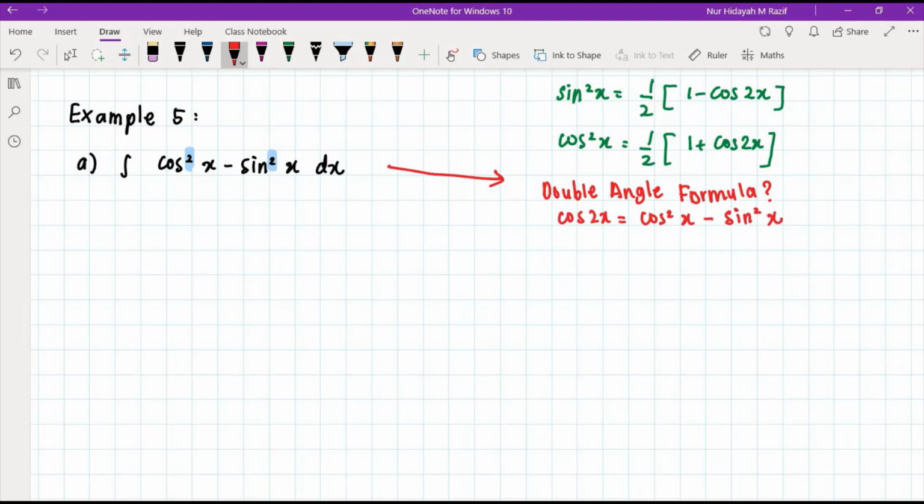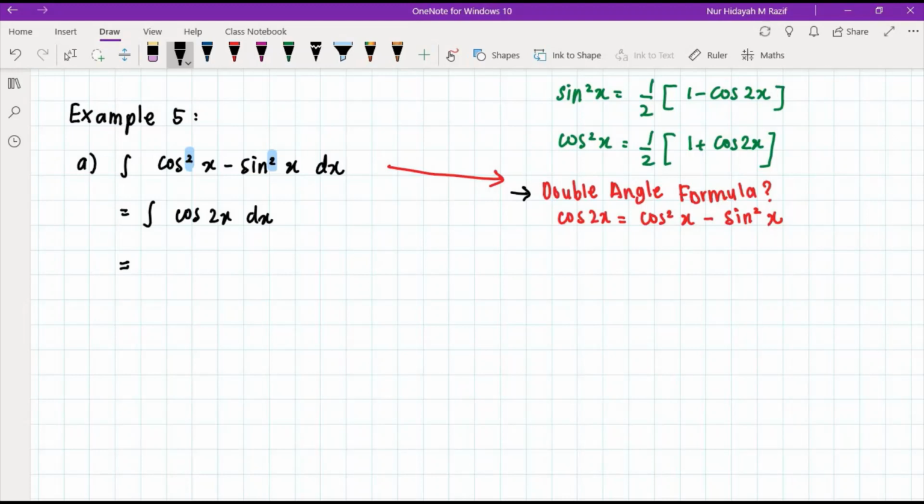So we are going to use this immediately, and what you are going to get is this question is actually equals to the integral of cos 2x dx. So you need to remember the double angle formula for you to be able to use that formula to ease yourself, to make your life easier in answering this question.